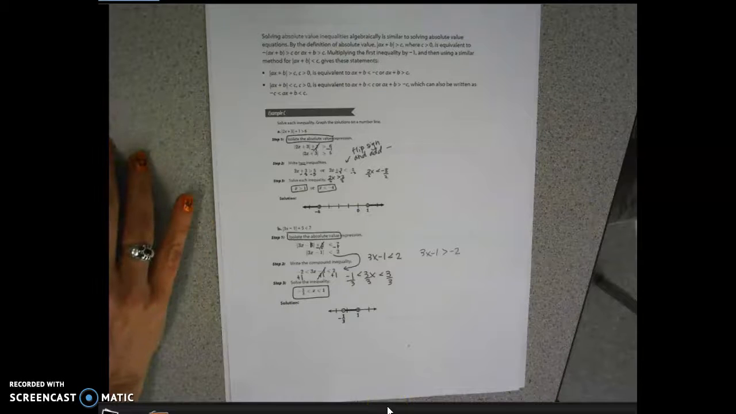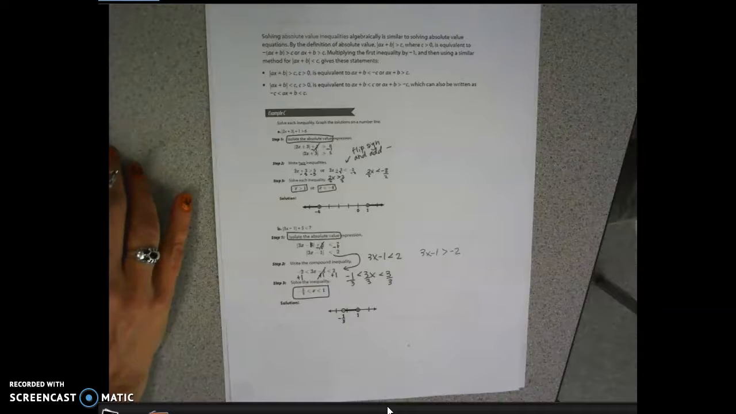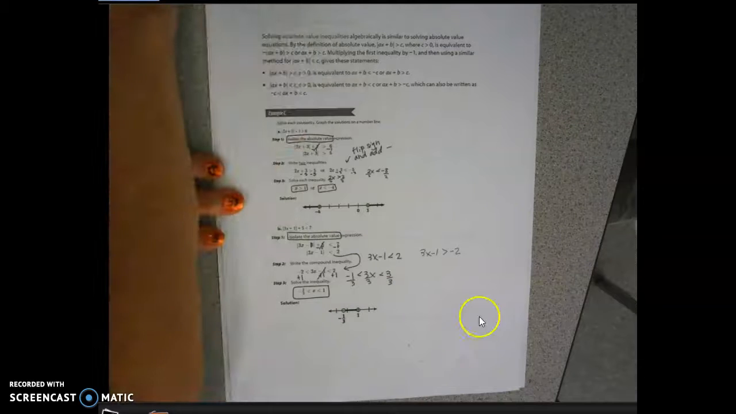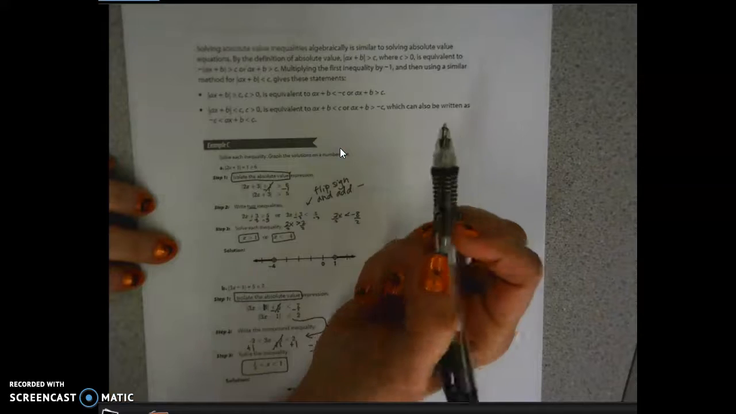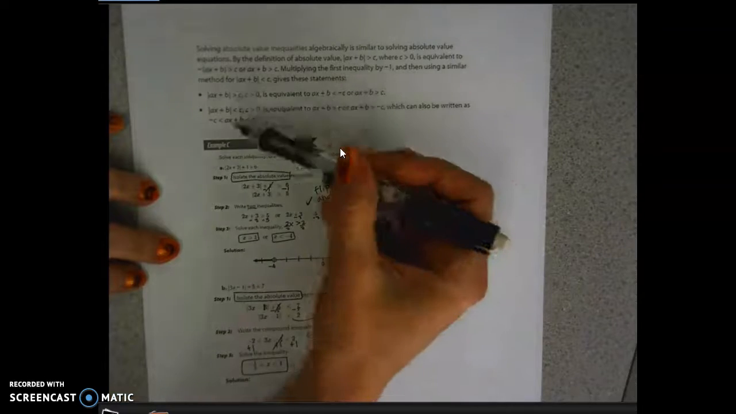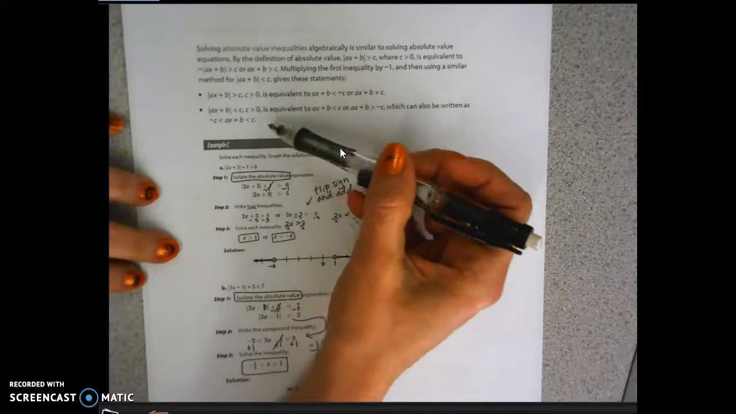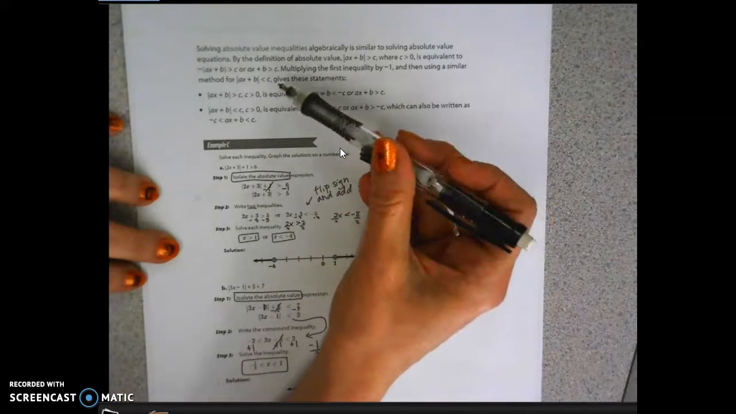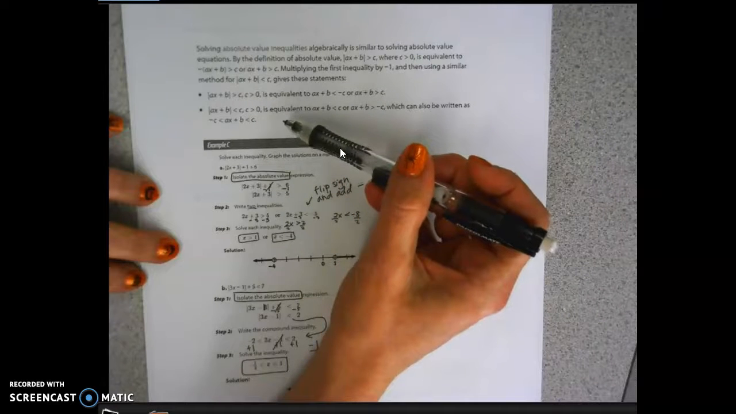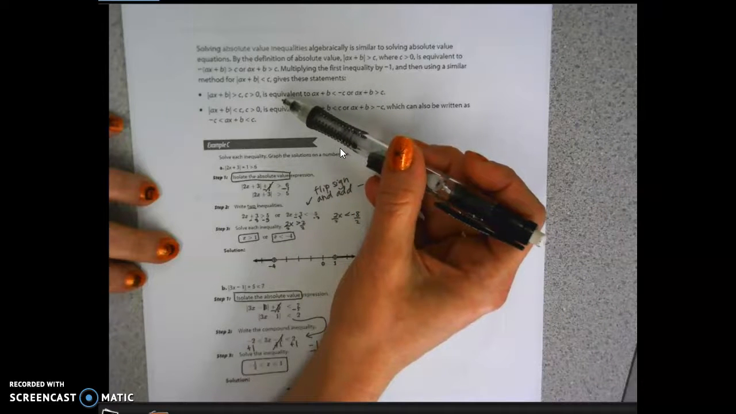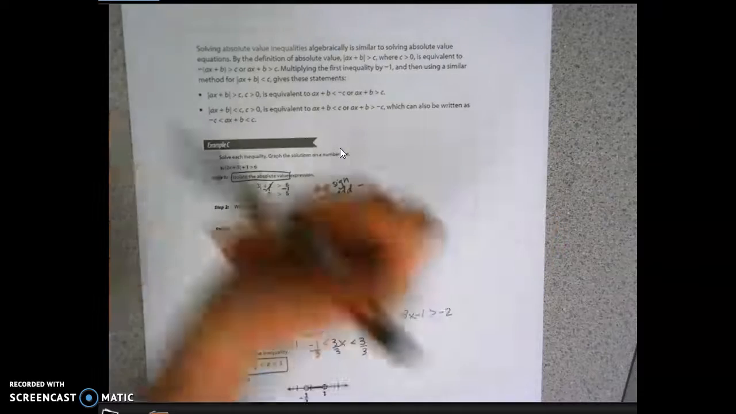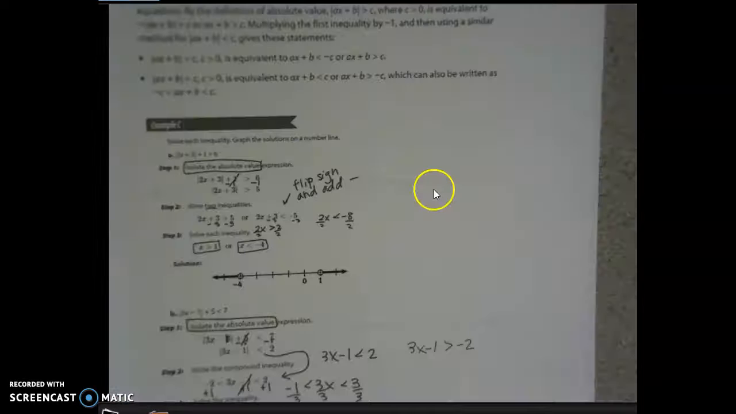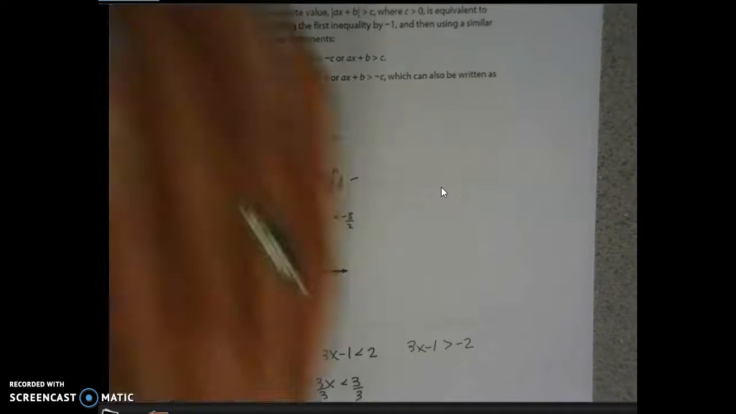The video prior to this was solving absolute value equations. Now we're going to look at solving absolute value inequalities. The idea is the same. Of course, you have a complicated math definition of absolute value inequalities and what it means. Just remember, absolute value is distance from zero. So just like when we had equations, we have to consider the positive and negative distance.